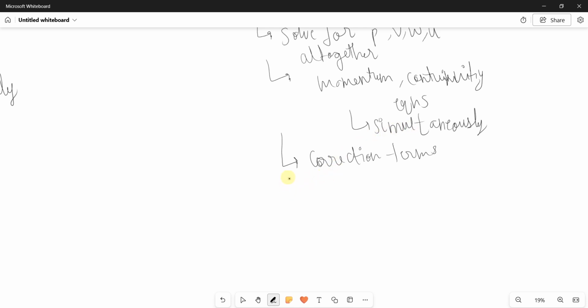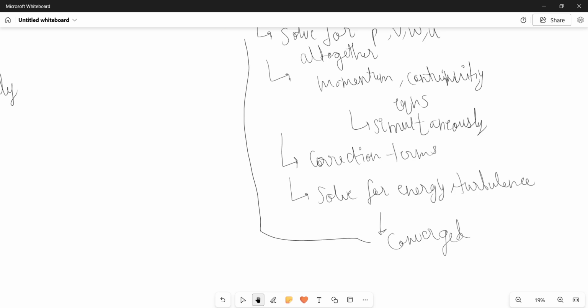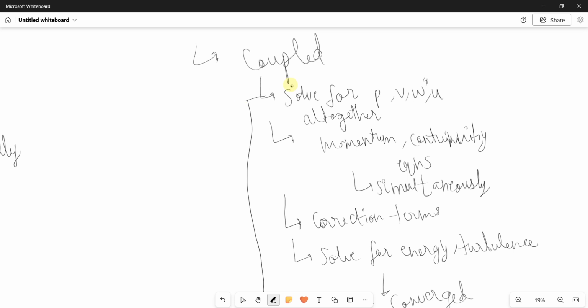And then you solve for energy and turbulence, etc., as we did before. So this is always usually the last step, and then you check if it is converged. If not converged, go up and update the values and restart. So you go for the next one, that is your p i plus 1, u i plus 1, w i plus 1, and v i plus 1, where i is the iteration count. So yeah, this is your coupled.